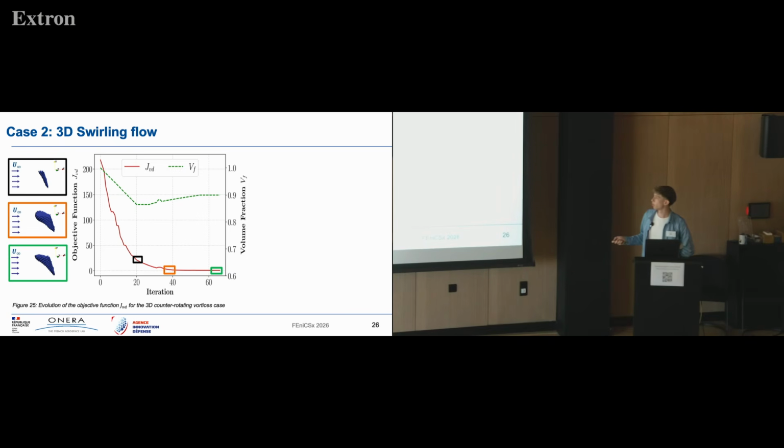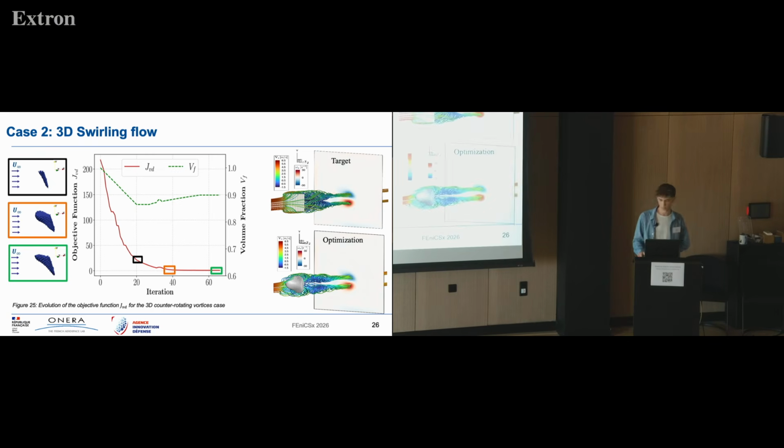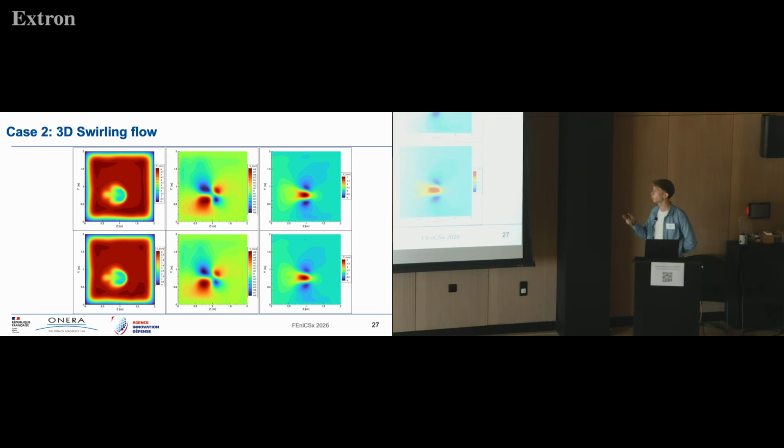And then the optimizer reduces the quantity of solid in order to converge and to be equal to the volume fraction. And at the end, we obtain a pair of counter-rotating vortices. So now I challenge you to find which is the target velocity profile and which is the optimization one. Not easy.